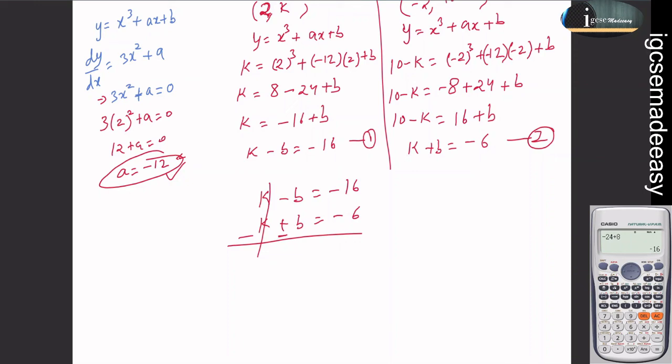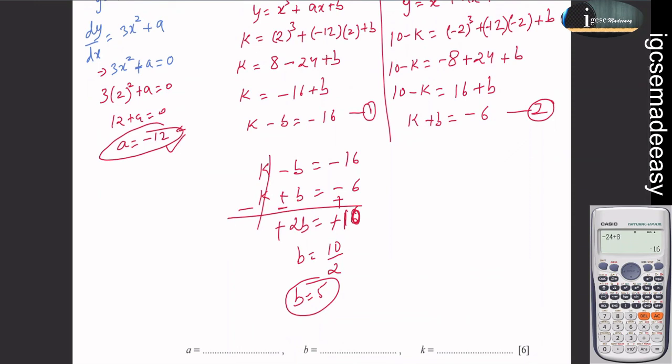So changing the sign, plus becomes minus, so it will be minus 2b equals to, minus sign changes to plus, so minus 6, sorry, 10, 10 minus 16 minus 6 is 10. So b will be equal to, signs got cancelled, 10 divided by 2 is 5. So b is 5, and a we already got, b we got as 5.